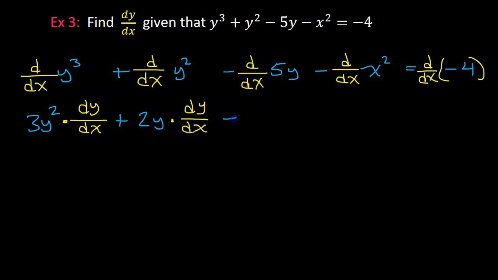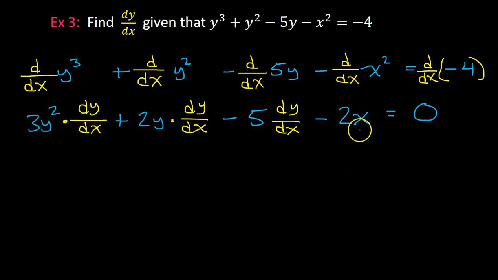Okay, let's see. So the derivative of 5y is just 5, but again, the variables do not match, so I'm going to need an extra dy dx. On this next one, the variables do match, so there will not be an extra dy dx. I will just use the power rule and get negative 2x, and that's it. The derivative of a constant is just 0, so nothing else going on there.